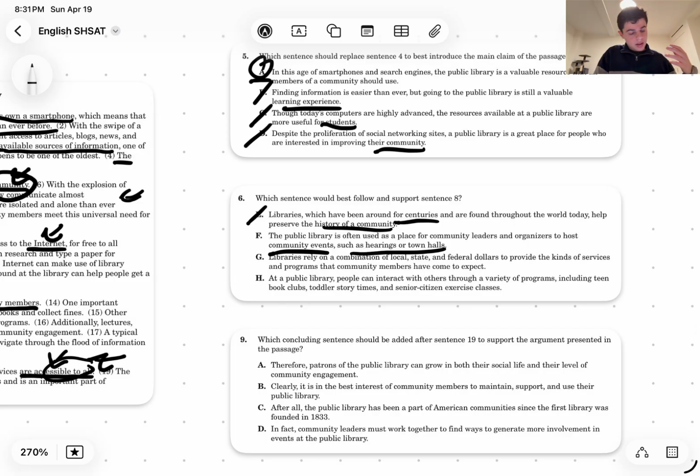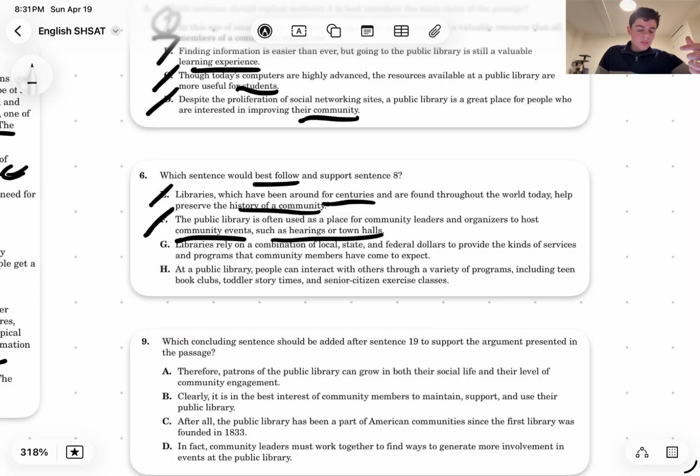And generally, the last sentence of each paragraph should be very broad. So if we're adding a sentence, because it says follow, it doesn't say replace, right? If we're adding a sentence after 8, that should be a broad sentence. That shouldn't be a specific sentence. So F is wrong. G, libraries rely on a combination of local, state, and federal dollars to provide the kind of services and programs that community members have come to expect.